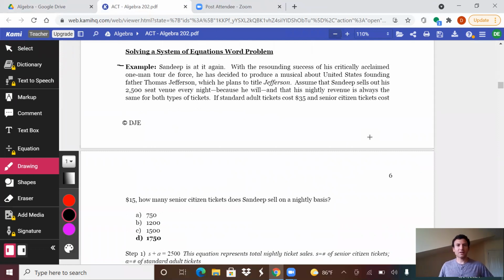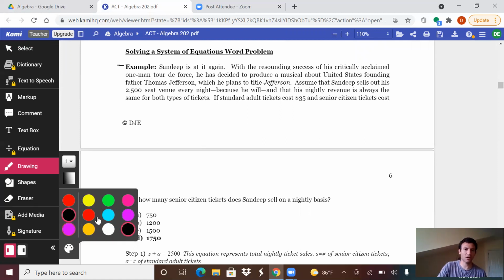So Sandeep is at it again. With the resounding success of his critically acclaimed one-man tour de force, he has decided to produce a musical about the United States founding father Thomas Jefferson, which he plans to title Jefferson. Assume that Sandeep sells out his 2,500-seat venue every night, because he will, and that his nightly revenue is always the same for both types of tickets. If standard adult tickets cost $35 and senior citizen tickets cost $15, how many senior citizen tickets does Sandeep sell on a nightly basis?